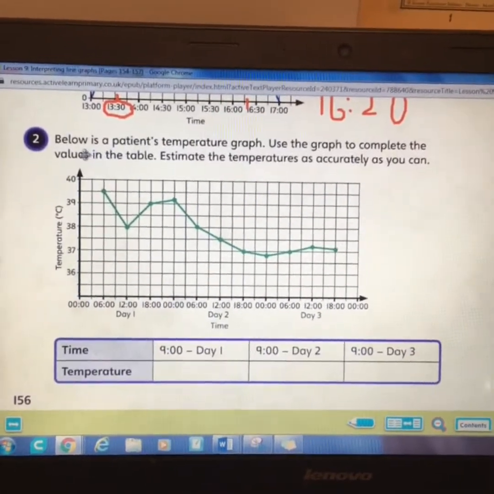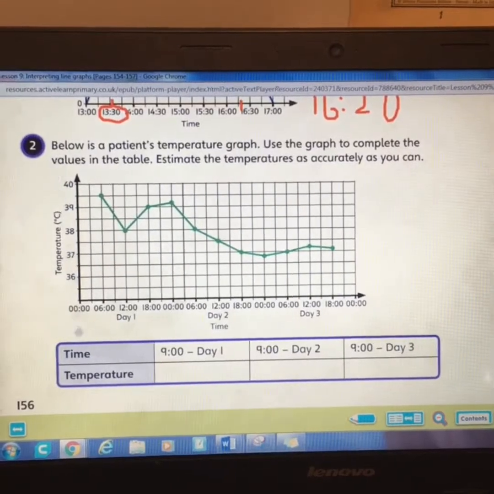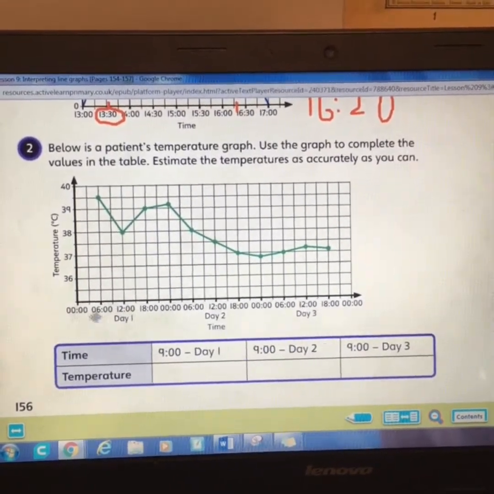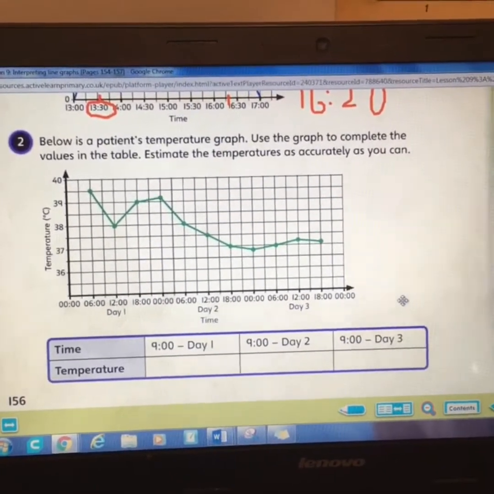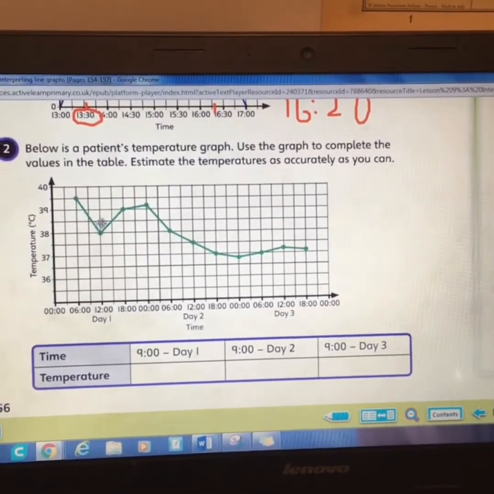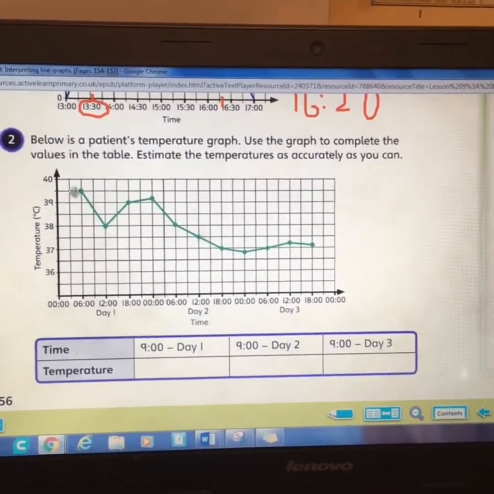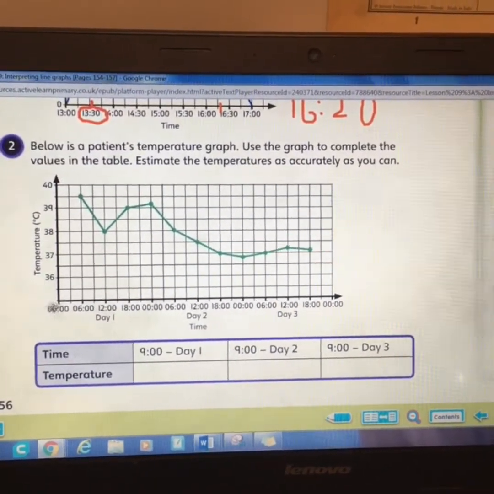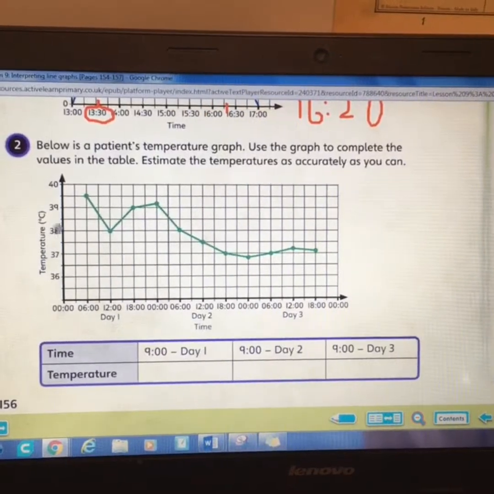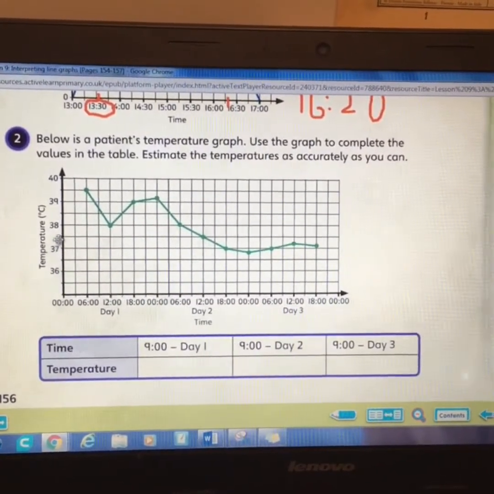So this is a graph showing a patient's temperature. Got the temperature down the side, and we've got the days and the time on the bottom axis, on the x-axis. And I can kind of see that his temperature goes down, then it goes back up, then it goes back down again, and a little bit up at the end. Right, I'm going to start looking at my scale. So here it goes. 36, 37, 38, 39, 40. Right, so it's just going up in 1 every time.